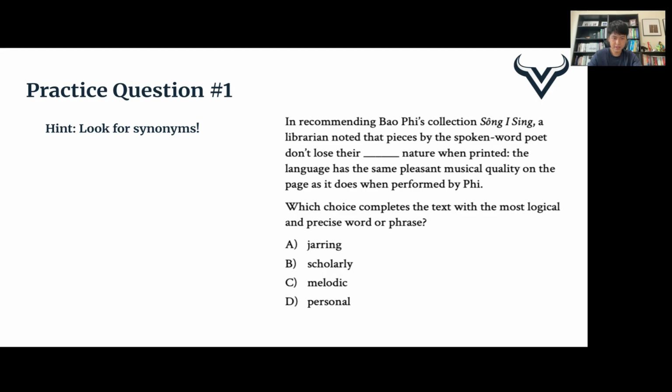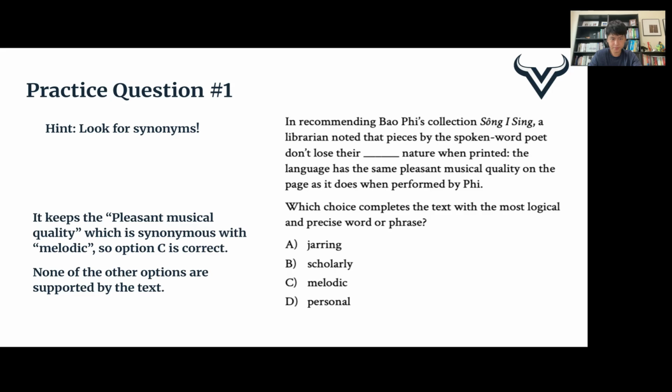Okay, so the hint says to look for synonyms. This is a synonym question. It's asking you what is the best choice of word. Now, option C is correct. C is melodic. This is correct because it keeps the pleasant musical quality, which is synonymous with melodic, and none of the other options are supported by the text.